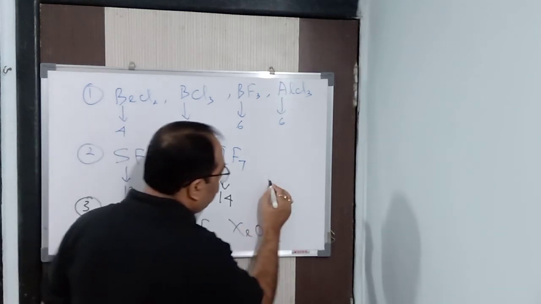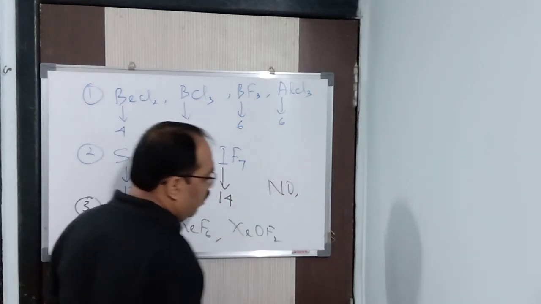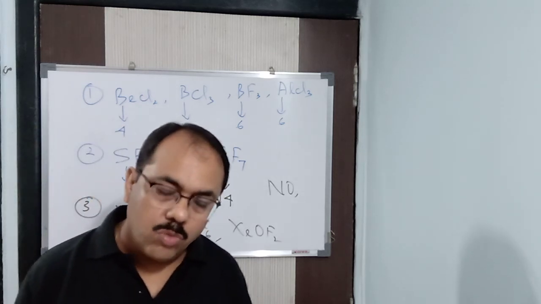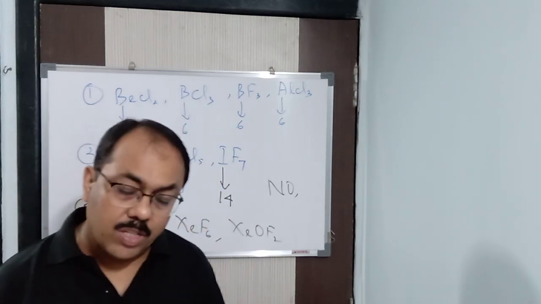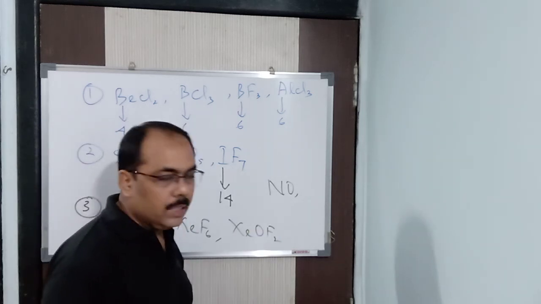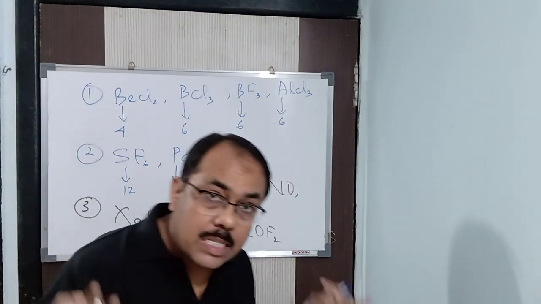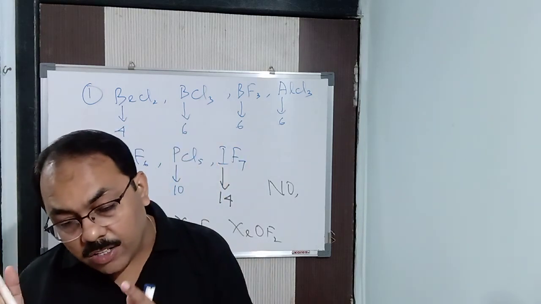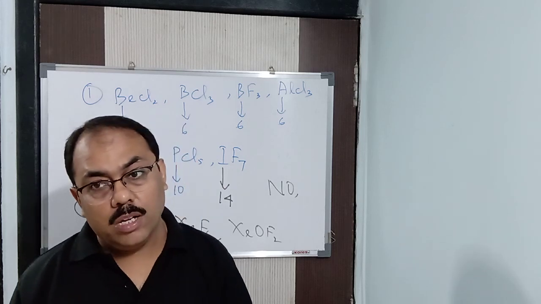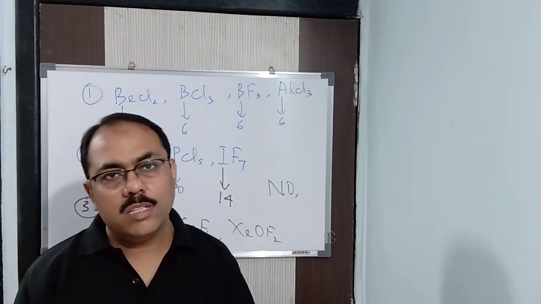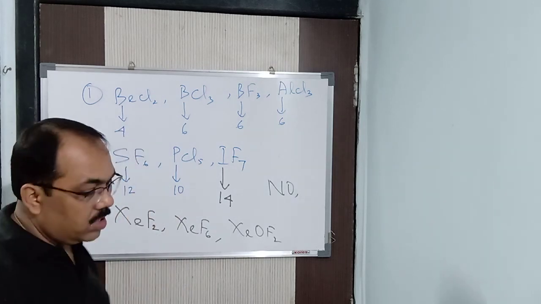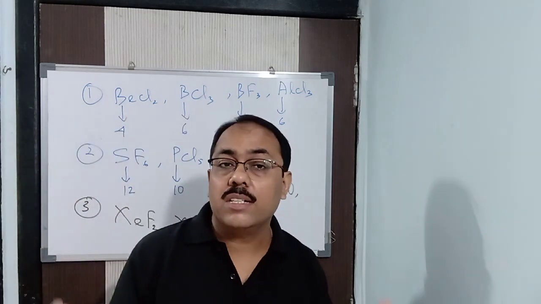Similarly, there are odd electron compounds like NO. Then we have ClO2, then NO2. So many compounds have odd electrons. So how do these compounds exist? Even if they do not obey the octet structure, with less than 8 electrons or more than 8 electrons in the outermost shell, still they are stable. So there are so many exceptions.